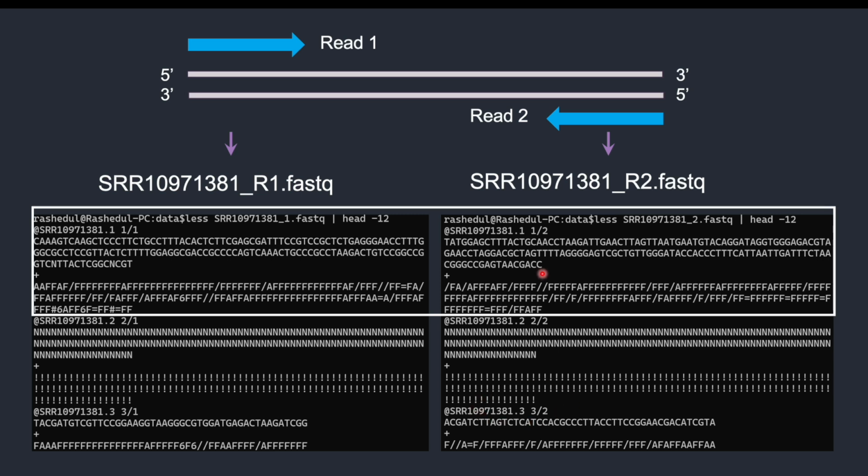To summarize, the paired end sequencing library provides two raw FASTQ files. One is the R1 FASTQ file, another one is the R2 FASTQ file. Both files have an identical number of entries, and they are sorted by the same read ID. Also, I want to mention that in the single end sequencing library, only the R1 FASTQ file is provided as a raw output.